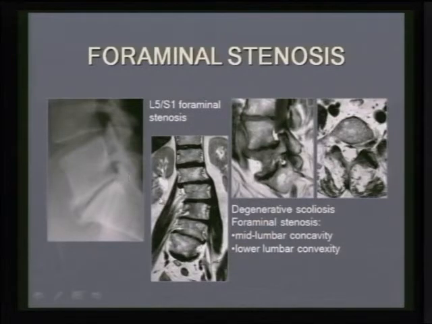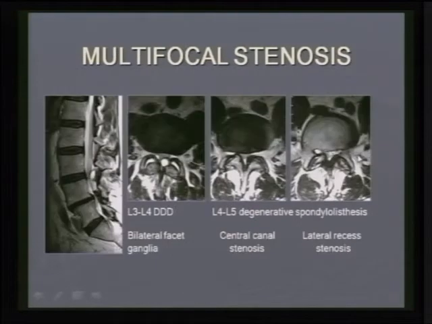This is an example again of degenerative spondylolisthesis, and the classical pattern of foraminal compromise here is the involvement of the mid-lumbar nerve roots on the concavity of the curve and the lower lumbar nerve roots on the convexity of the curve. And this is the left side of the curve in this particular patient, where the L5 nerve root here is being trapped by the bulging disc, as you can see here, both on the sagittal and on the axial images.